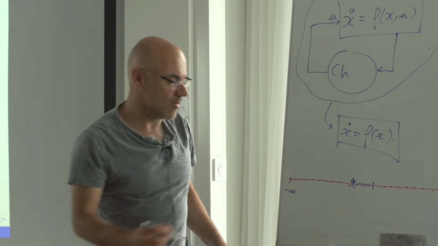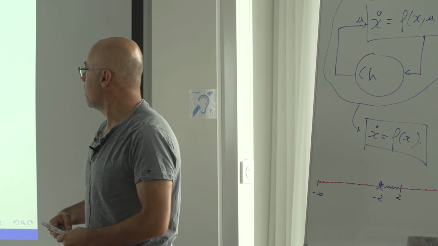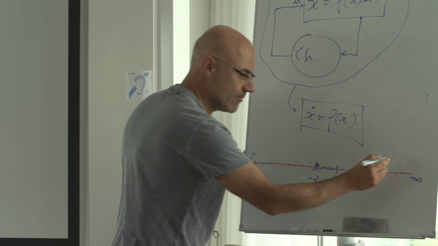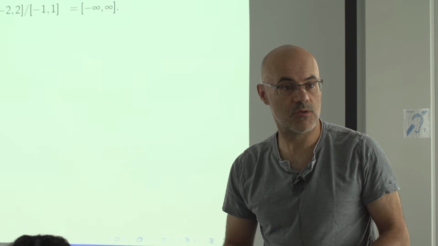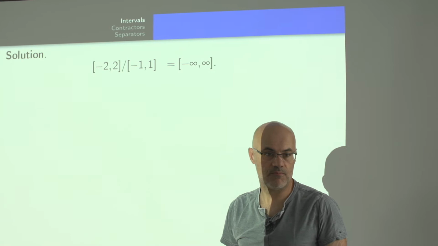Probably minus 2, 2. No? But to have this, I take the smallest interval which contains everybody, which will be minus infinity, plus infinity. My question here is, how do you deal with zero in this case? There is discontinuity at zero. So, what is important is not to lose any value. Okay. I enclose all values, and I have an interval.